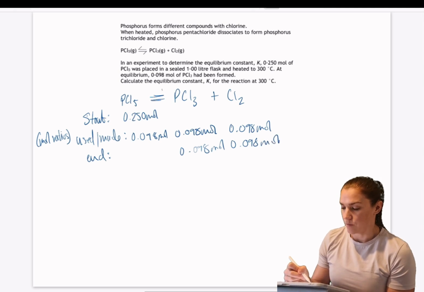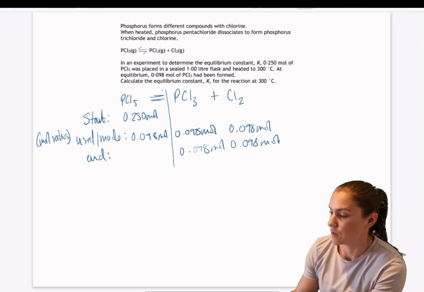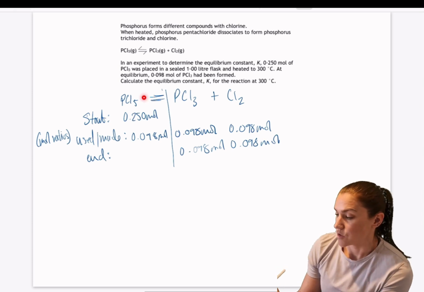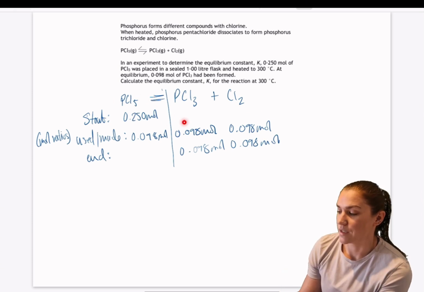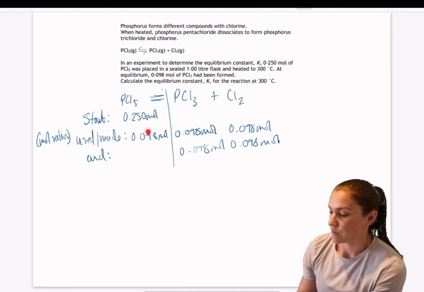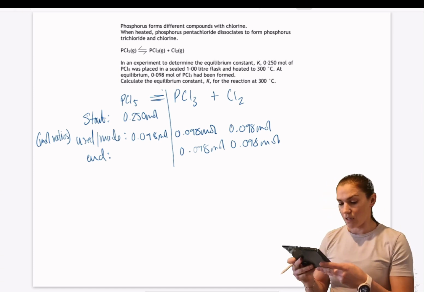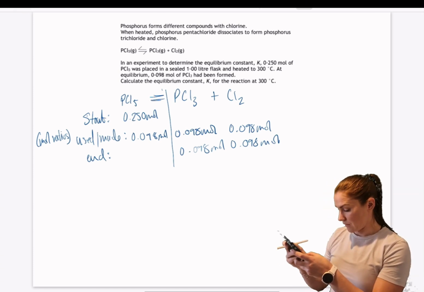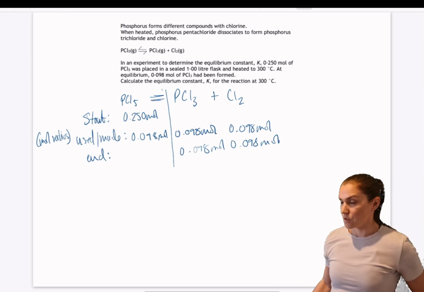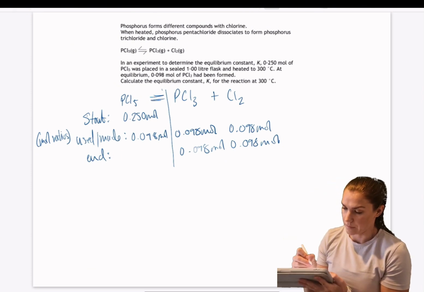If it helps you, you can also separate the reactants and products with a line, if that makes it easier for you to remember where you're subtracting and where you're not. Because you don't have any product at the start, to work out how much of the PCl5 we have at the end, we just need to do a subtraction. So 0.25 minus 0.098 gives us 0.152.